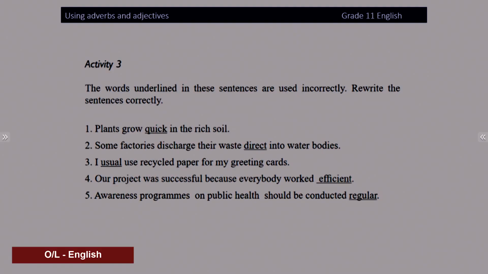Okay, it's time for you to practice. I want you to take your pupil's book and turn to page number 38. There you have this activity. The words underlined in these sentences are used incorrectly. Rewrite the sentences using the correct form. The first one, plants grow quick in the rich soil. Some factories discharge their waste direct into water bodies. I usually use recycled paper for my greeting cards. Our project was successful because everybody worked efficient.